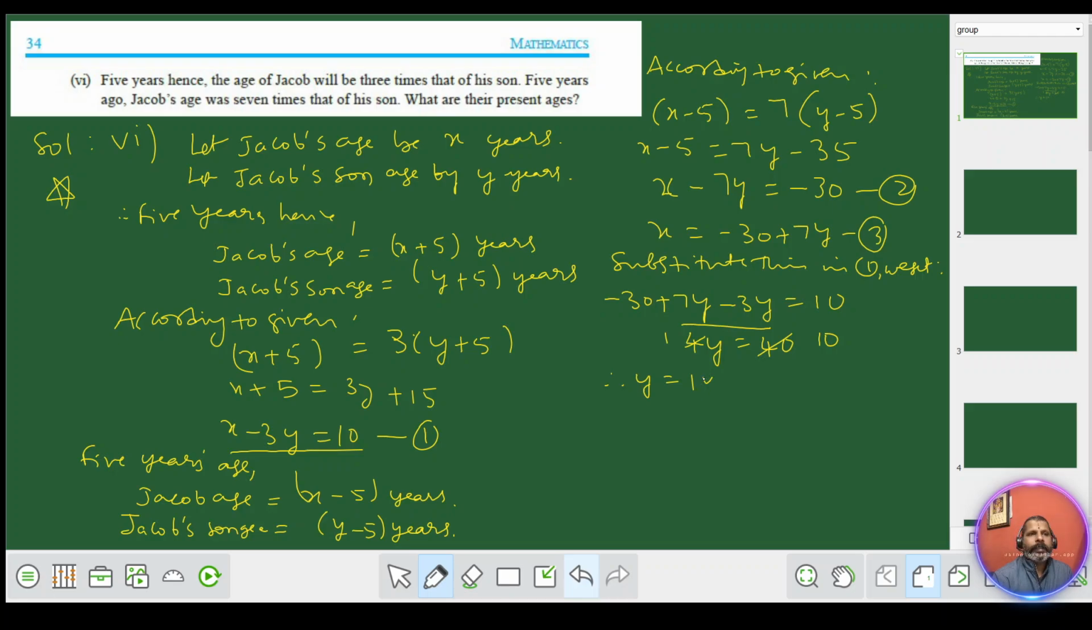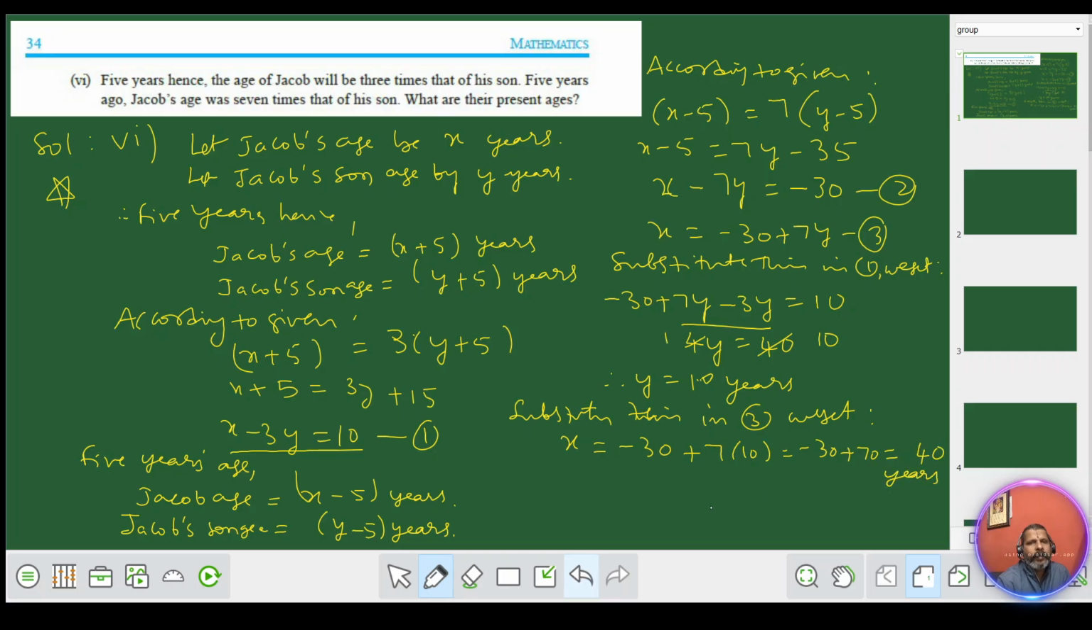Since we assumed x and y are in years, once you get the values, if they have units, please write them at the end also. That is y equal to 10 years. Now put this in 3. Substituting this in 3, we get x equal to minus 30 plus 7 times 10, which is minus 30 plus 70, that is 40 years.